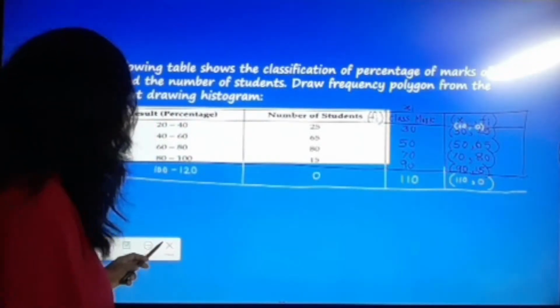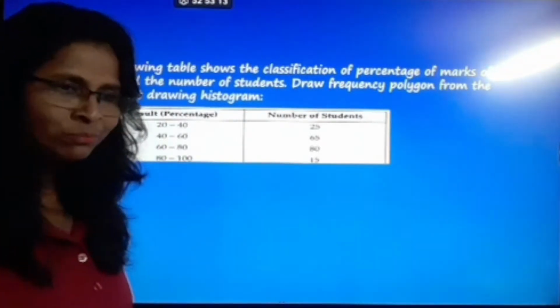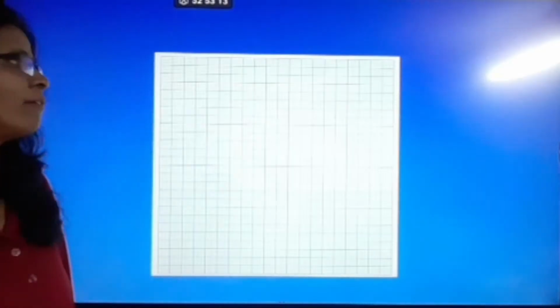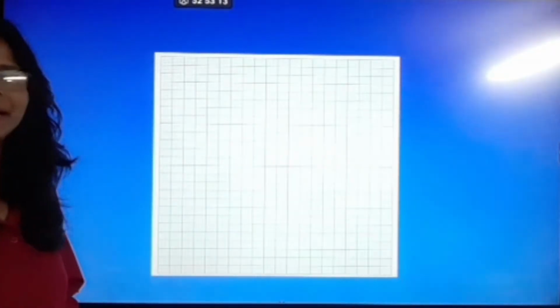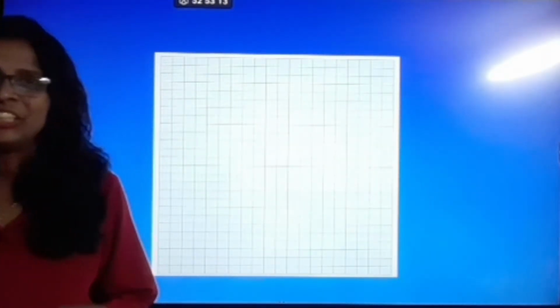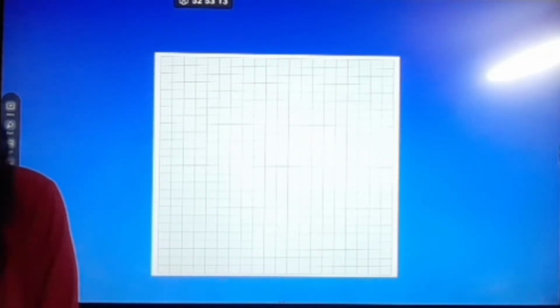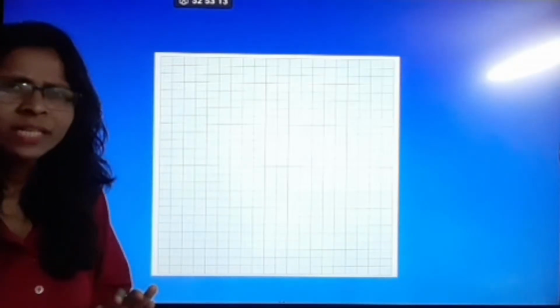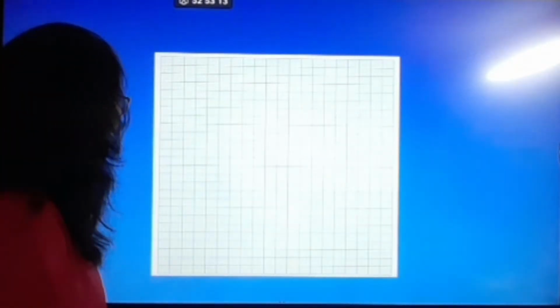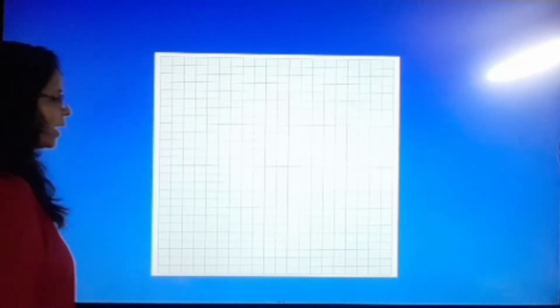Then next, we take the graph paper here, students. So the graph paper is ready. You should also take the graph paper, and then I write down the x-axis and y-axis here. You have to do it along with me.